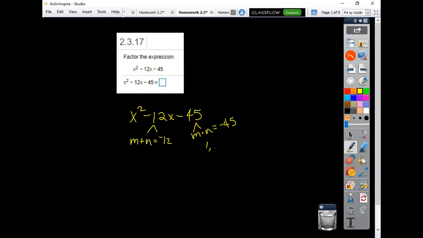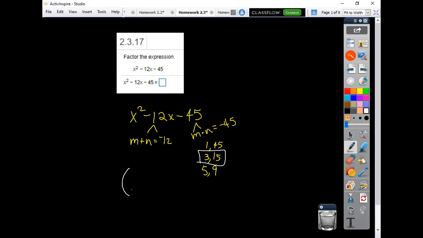I mean, I've got 1 and 45. I've got 3 and 15. I've got 5 with 5 times 9 is 45. And you're trying to find one of those that can make this 12. And so when you look at these two, one of them is positive and one's negative, to multiply to a negative 45, and then they're going to really subtract in that case to get your middle term.